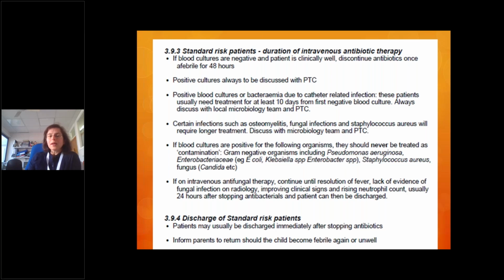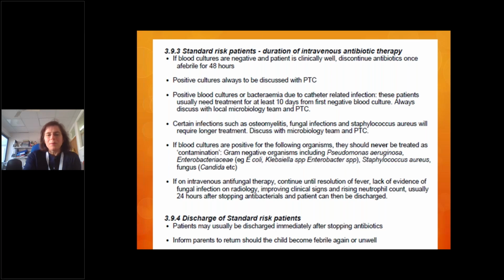If you have a positive isolate, then the duration of antibiotics will be dictated by what isolate you found. Something that is honestly quite a bit of a dilemma is if you remove the line, how long do you need to treat afterwards? We usually recommend 10 to 14 days of treatment after the line removal. But this should be discussed with your local microbiologist or infectious disease specialist and with the primary treatment center.